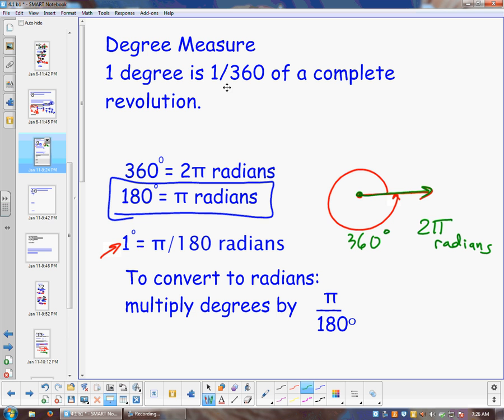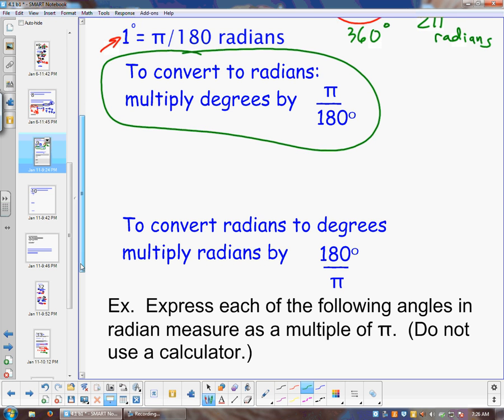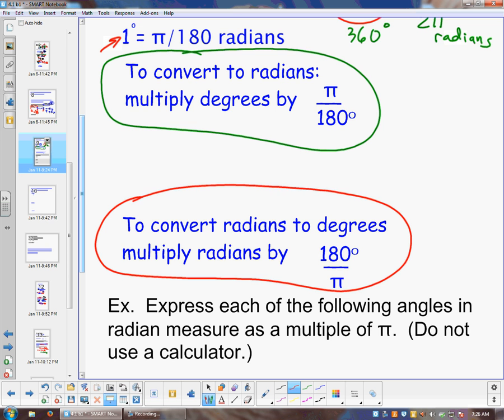So to convert to radians, you're going to multiply the number of degrees by pi over 180. All right, and then the other way around, to convert from radians to degrees, you're going to multiply your number of radians by 180 degrees over pi.